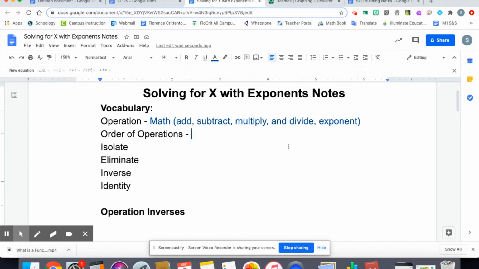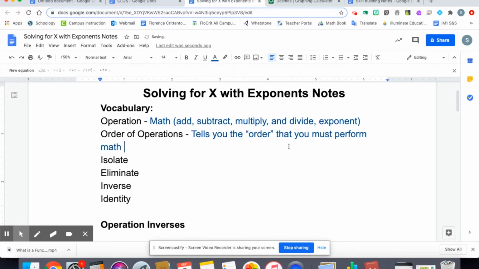In math, whenever we do math, there is something known as the order of operations. Order of operations tells you the order that you must perform math in. Which one is the strongest? You do that one first. Then the next strongest, you do that next. You follow the order of operations. Those are the rules that you have to follow, and you always have to do math in the order of operations. And we will talk about those.